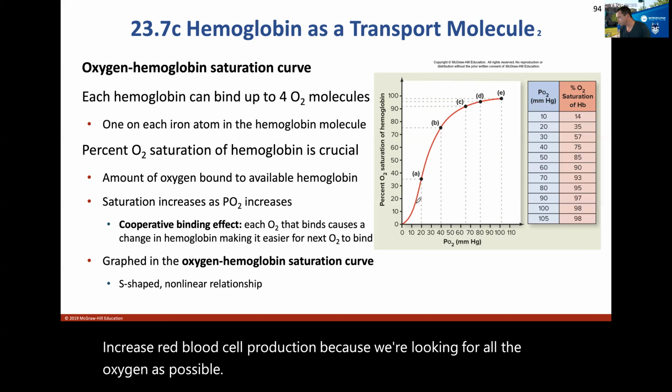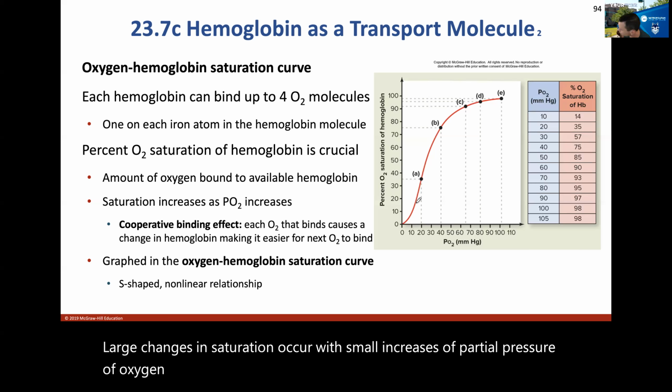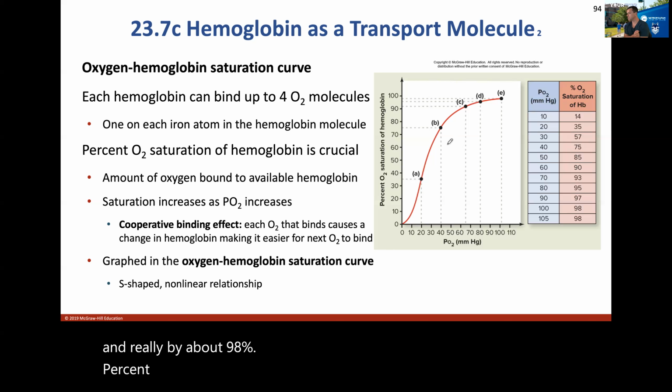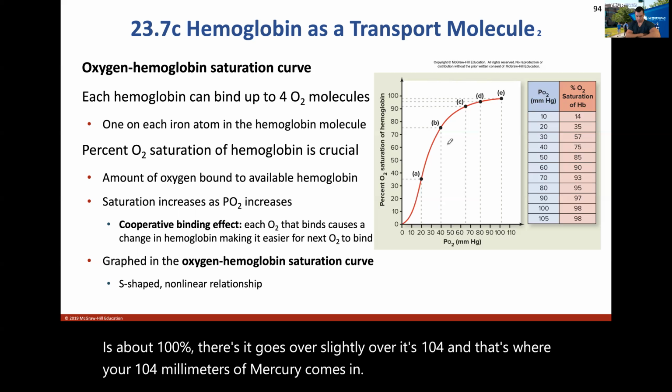So again, large changes in saturation occur with small increases of partial pressure of oxygen. When it's at lower partial pressures, this curve is really steep. And really by about 98% saturation is about 100%. It goes slightly over. It's 104, and that's where your 104 millimeters of mercury comes in. They're in the lungs.